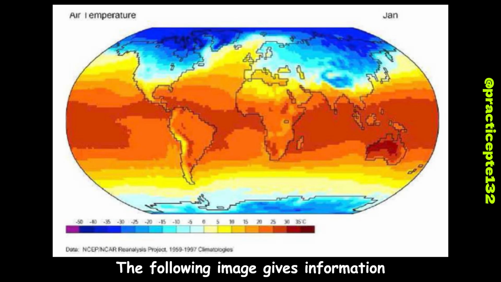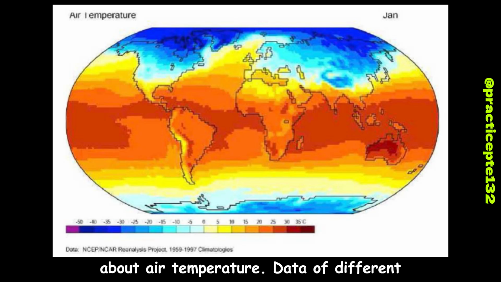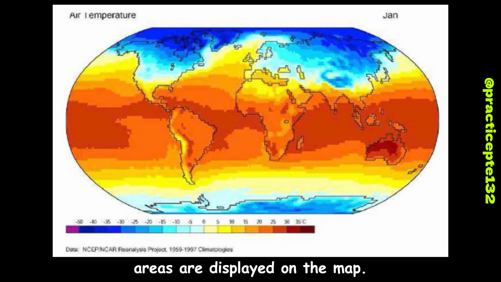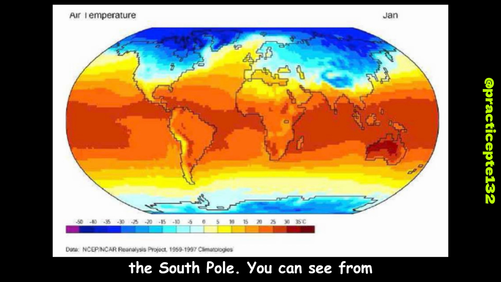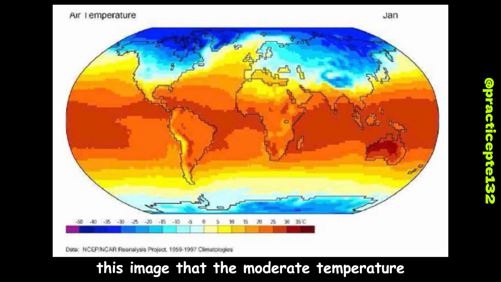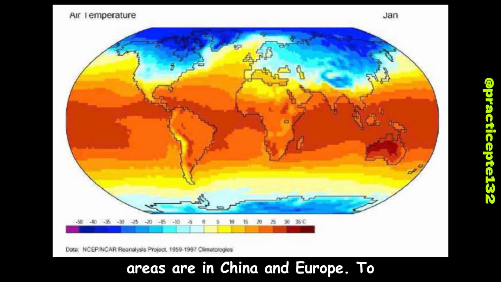The following image gives information about air temperature. Data of different areas are displayed on the map. According to this image, the highest temperature areas are in Africa and South America. In comparison, the lowest temperature areas are in the Arctic and the South Pole. You can see from this image that the moderate temperature areas are in China and Europe. To sum up, this image talks about air temperature.